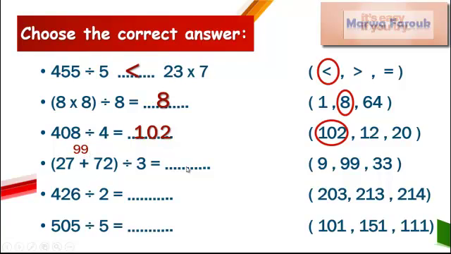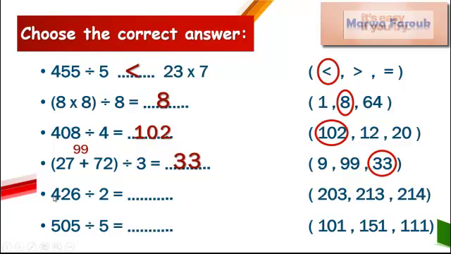Okay, we will write 99 here. No, we still have divided by 3. So 99 divided by 3: 9 divided by 3 equals 3, and 9 divided by 3 is 3 too. So we got 33. Put a circle around 33.